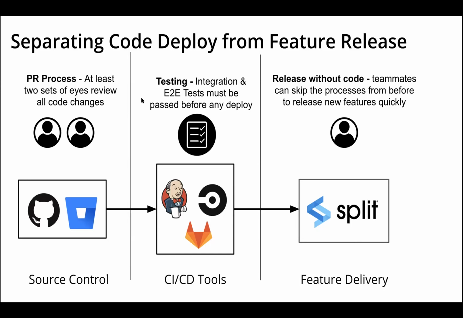The exhaustive set of processes that go into having 2 sets of people look at any code change, run through all the different sets of integration and end-to-end tests to make a change, no longer have to be followed, in that you have the ability to go into Split and make a change directly from our UI to control the release of your features, right?